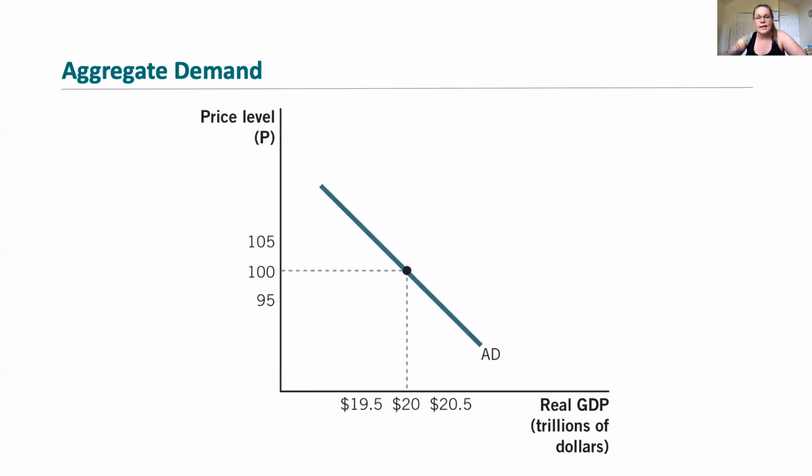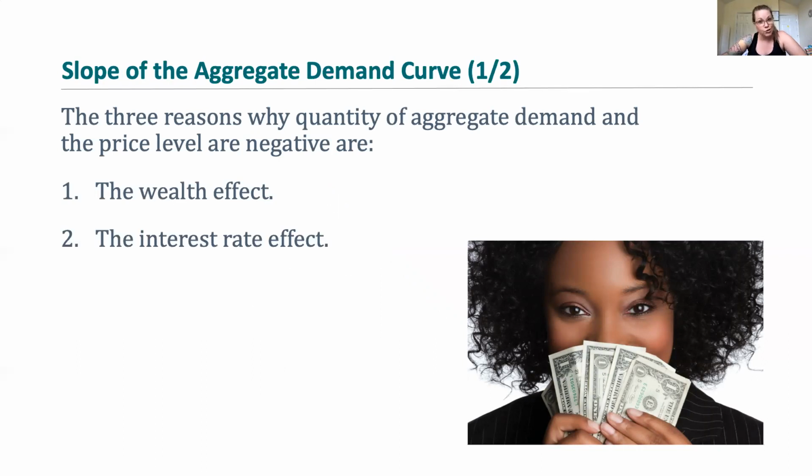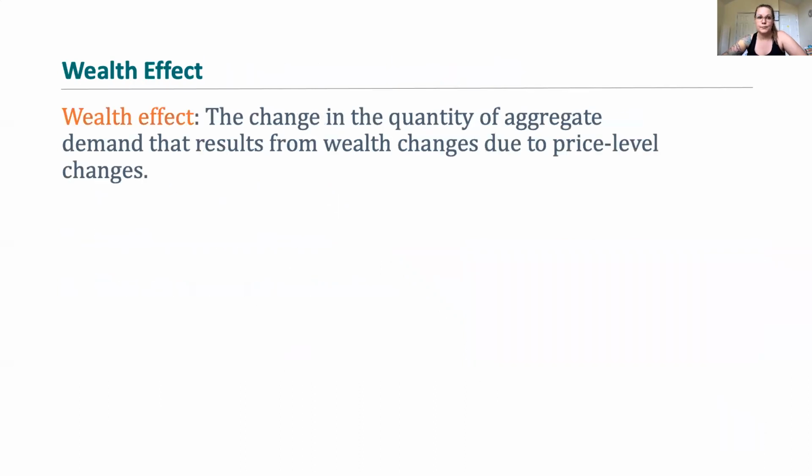We can see that if we were to think about the base year in which the price level is 100, real GDP in the base year in this example is $20 trillion. The slope of the aggregate demand curve is negative, and primarily for 3 reasons: the wealth effect, the interest rate effect, and the international trade effect. We're going to break these down one by one.